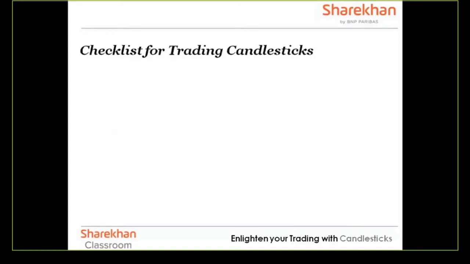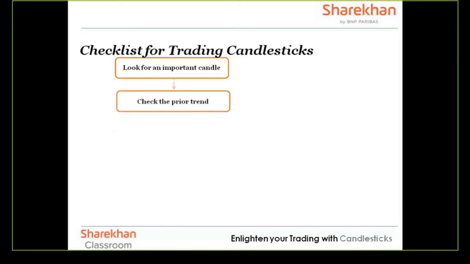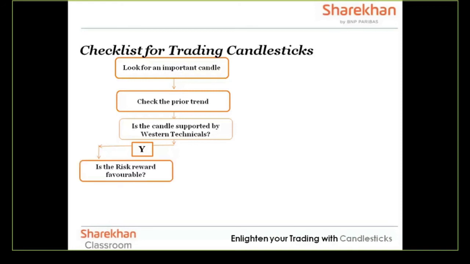But now let's quickly look at a small checklist for taking candlestick trades. Firstly, look at an important candlestick pattern which we discussed today, any of that. Then you can check the prior trend. If the trend is there, then only that pattern is important, as we know. Is the candle supported by Western technical tools, other technical tools like support resistance or any moving average, a Bollinger Band, etc.? If yes, is the risk reward favorable? That's also important. Then you can go ahead and follow the first rule of the candlestick pattern. So you can just buy it at the close.